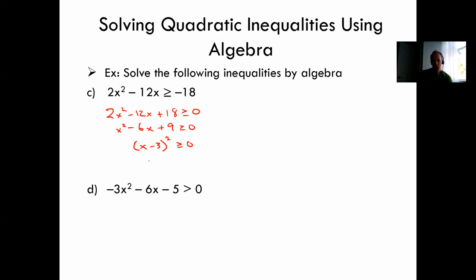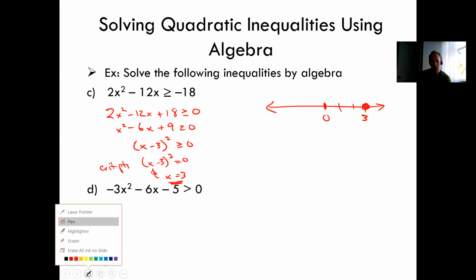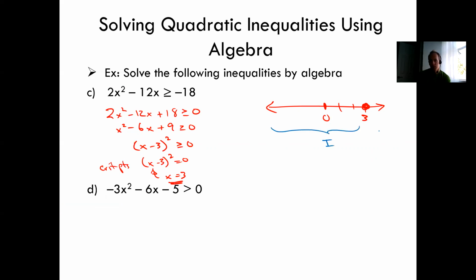It's a perfect square trinomial, and we can figure out the critical points. You don't even necessarily have to show this step here, but we'll just do it. x is equal to 3. Okay, that's the critical point. So what this looks like on a number line is it only has 1 point, right here. We have 1 critical point, we don't have 2. So in this case, we don't have 3 intervals. We have 2 intervals, everything to the left of 3 and everything to the right of 3.